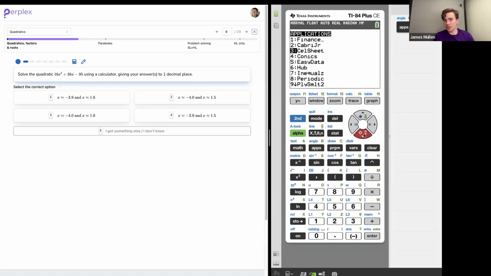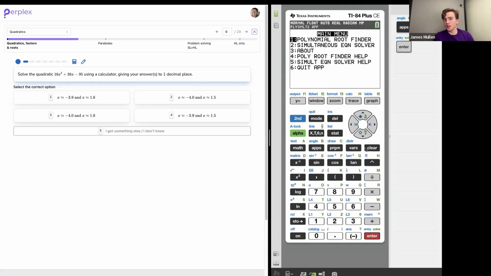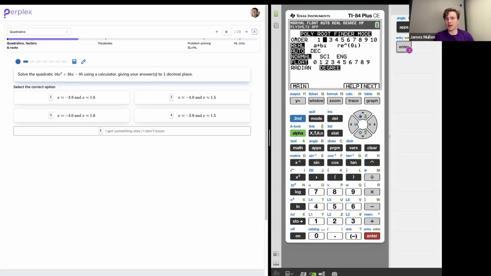If you go to apps and you scroll down to, on my calculator, this is option 9, but it might not always be the same on yours, you're going to go to PlySmlt2, and you're going to go to option 1, the polynomial root finder. Here you're going to be prompted with a screen that allows you to pick the order and all these options: real, auto, normal, etc. The only thing you really need to focus on right now is the order of the polynomial, which in our case is going to be 2 because we have x squared, the highest power of x being 2.